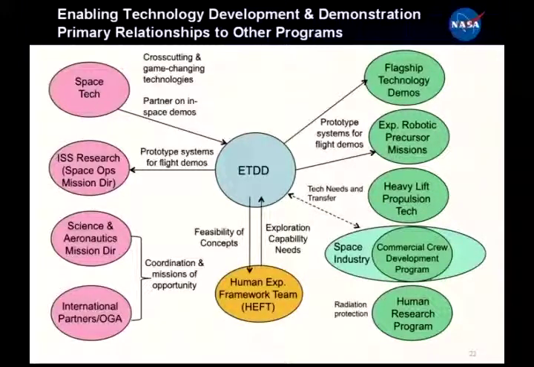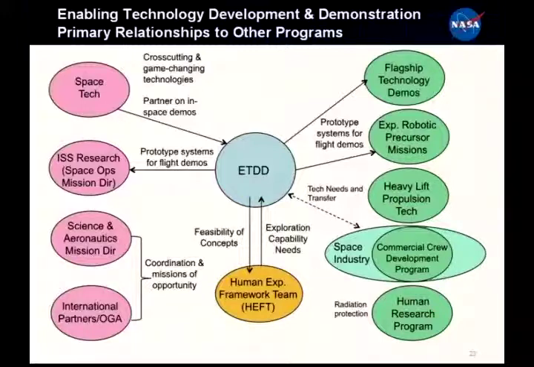Our primary customers for these new capabilities are shown on the right-hand side. Up at the top, it's the flagship technology demonstrations, which you'll hear about soon. Again, we're building prototype systems, demonstrating them in a relevant environment, and then handing them off to the flagships program to demonstrate as part of a larger system in a spaceflight experiment. We'd also like to fly some of the things I'll describe in a few minutes on exploration robotic precursor missions to the moon, to near-Earth objects, and to Mars.